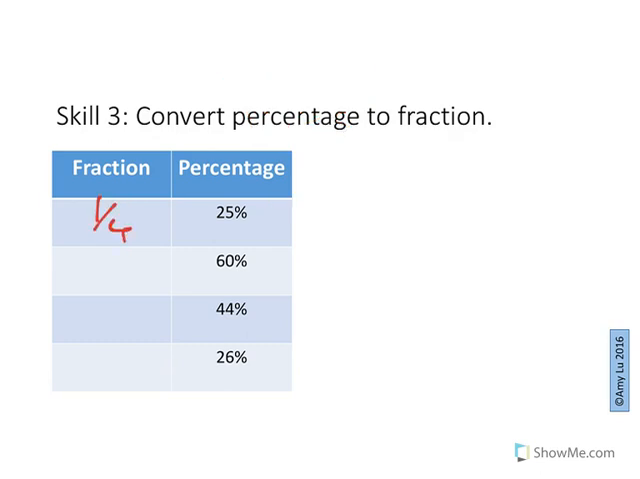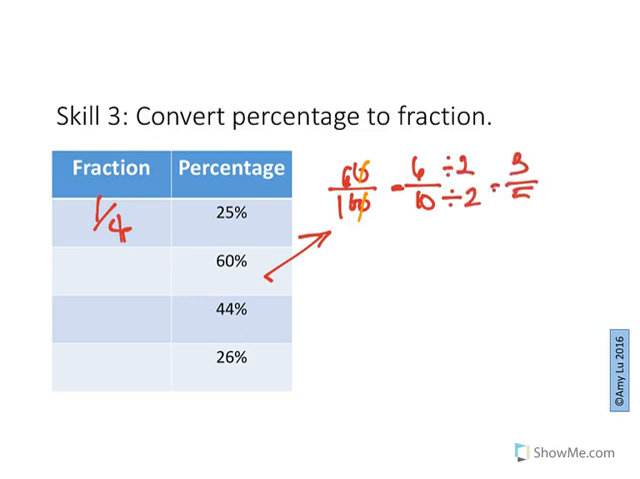So 1/4. 60% is 60 out of 100. You can divide this by 10, which cancels out one of the zeros that they have in common, which makes 6/10. I can then divide by 2, which makes 3/5.